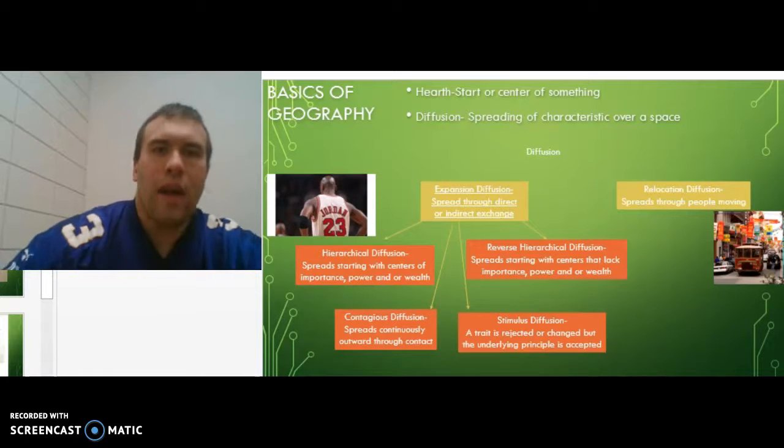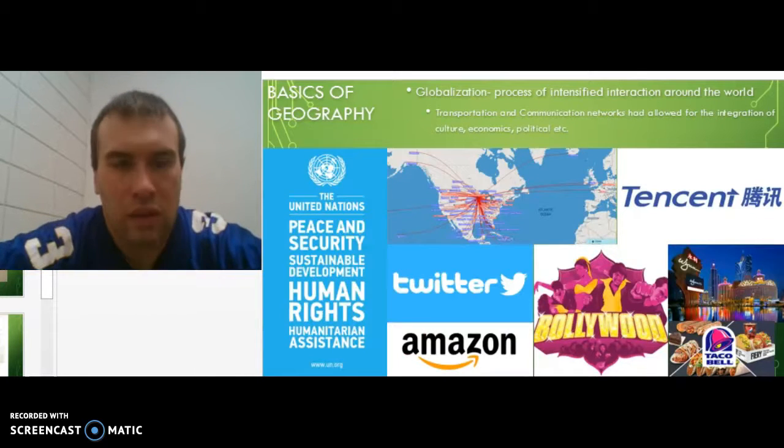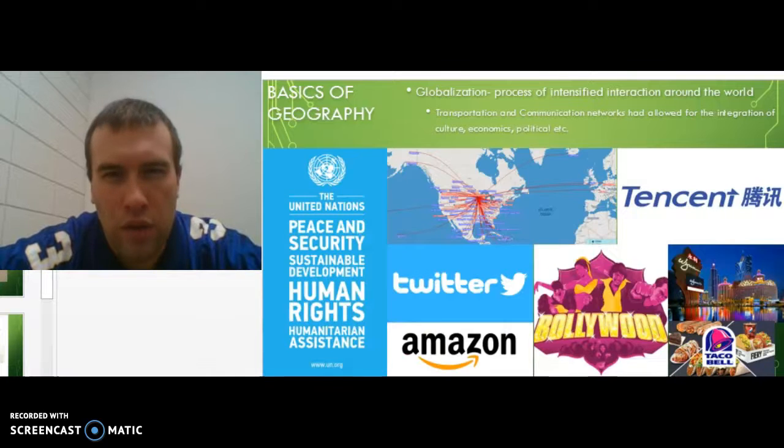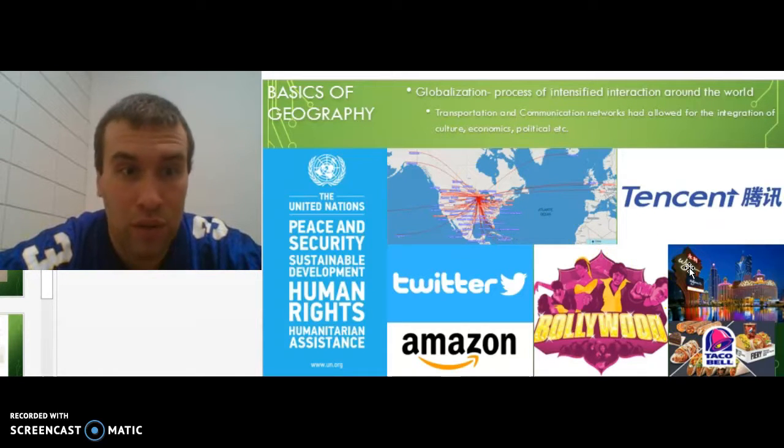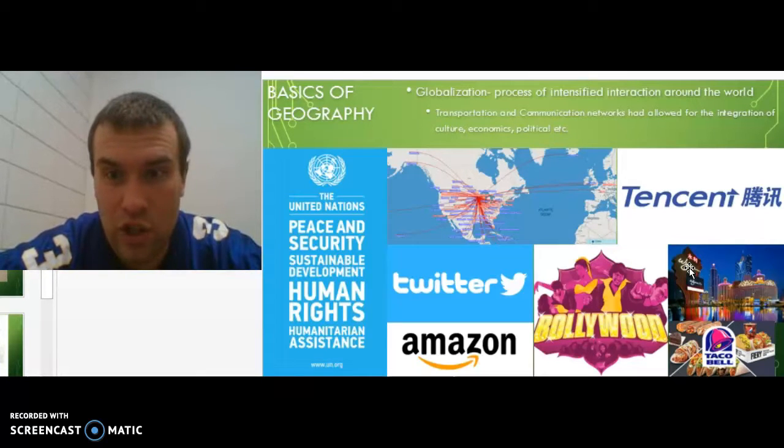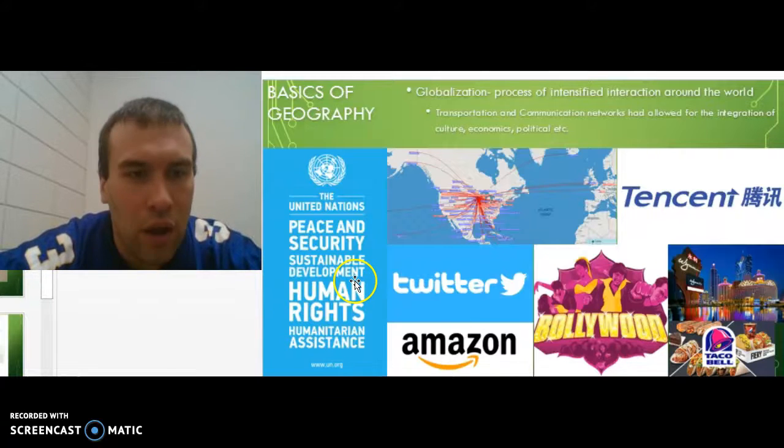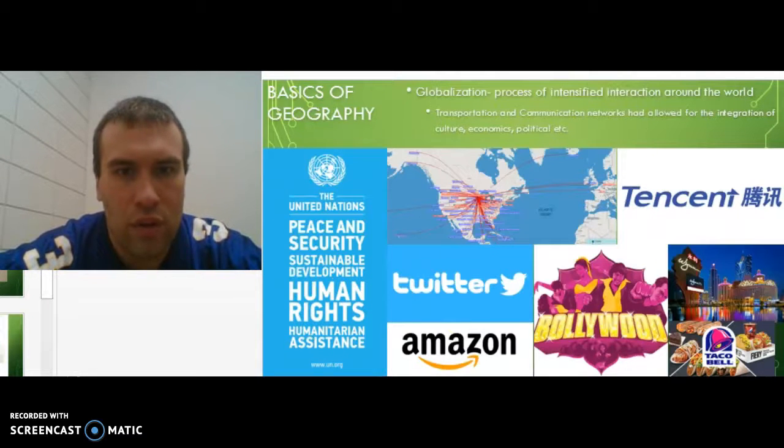Which then leads us to our last topic today, which is the basics of geography: globalization. The process has intensified as interaction around the world has increased, through transportation and communication networks. You can see airplanes here. It has allowed for integration of culture, whether that's Bollywood or Taco Bell. This is Macau, where the most casino money gets taken in the world. In China, who owns all the casinos there? Vegas. How about the politics of the world being more and more integrated with the United Nations?